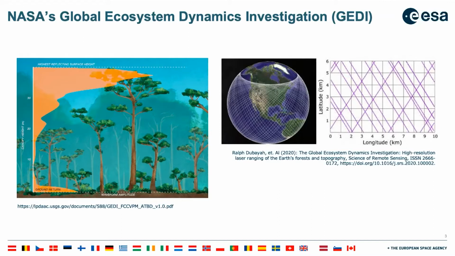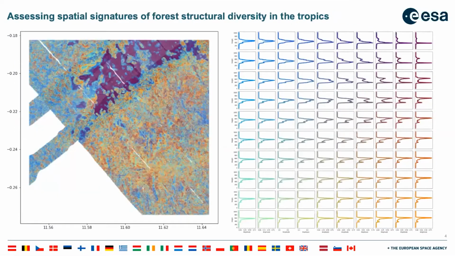LiDAR shots. We basically send a pulse in the direction of Earth, and then we get a reflectivity profile back, which more or less indicates how the vertical structure at this shot location on Earth looks. So we get a point every 60 meters with such a waveform, as you can see here on the left, that is a proxy for how forest structure looks globally.